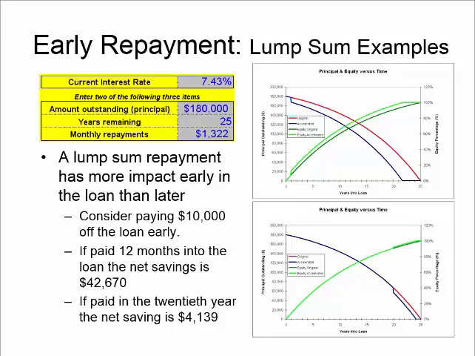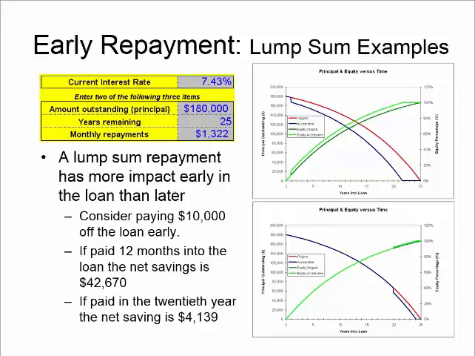The advantages of modelling loan repayment can be illustrated by looking at the different impacts of a lump sum repayment depending on where it is made through the term of the loan. In this example, we're using a current interest rate of 7.43% on a loan of $180,000 taken out over a 25-year term. If we assume that the borrower has $10,000 that becomes available to pay off the loan, we can look at the benefits of this lump sum repayment depending on when the $10,000 becomes available.